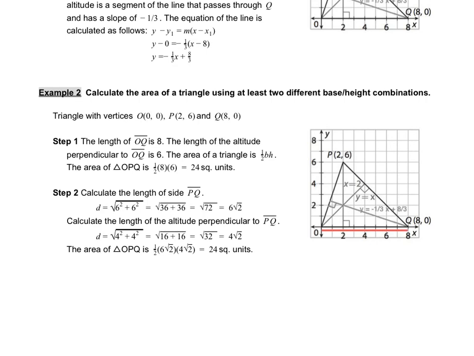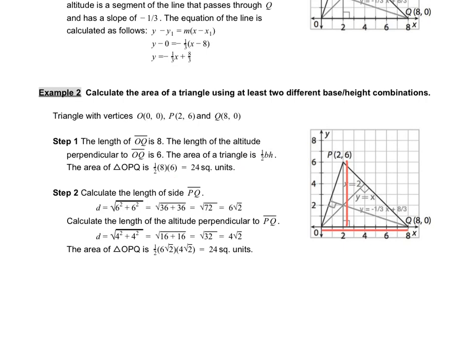You're going to be given one base and one height that is horizontal and vertical. So really all you have to do is count up the distance by counting the grid blocks. Okay, so the length of OQ, as you can see, is 8, and the length of the altitude that's perpendicular to OQ is 6 units long. And so substituting that into our 1/2 base times height formula, we have 1/2 times 8 times 6, which gives us 24 square units for the area.